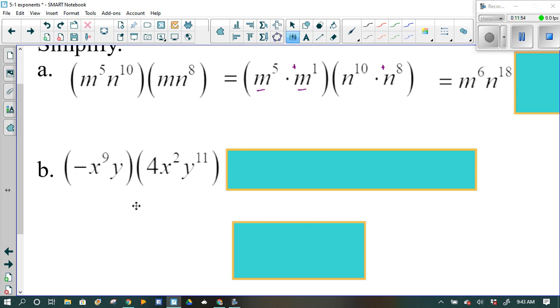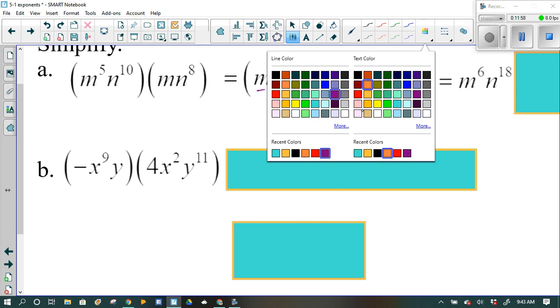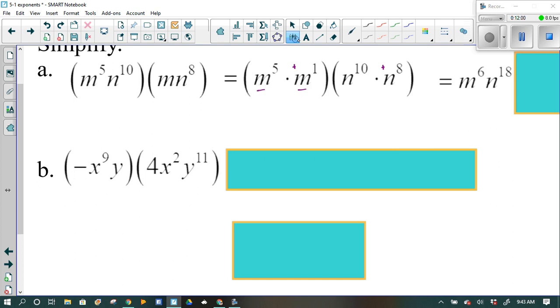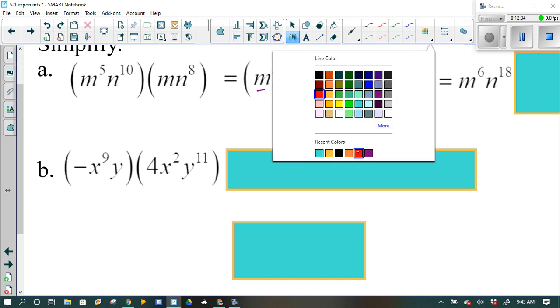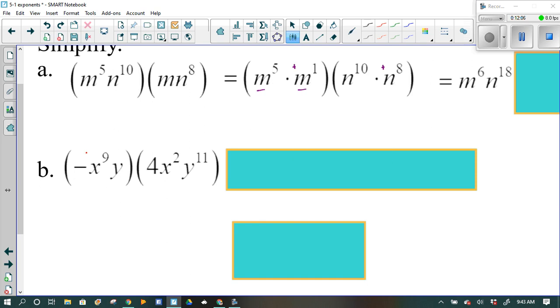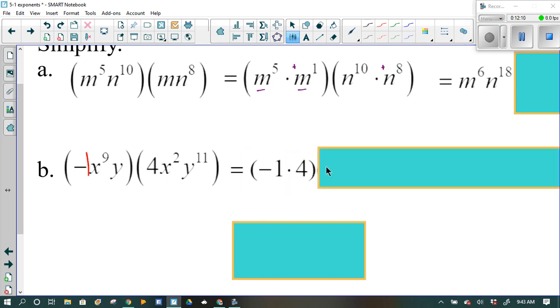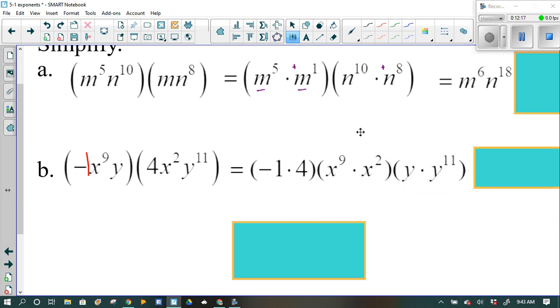Okay. So also don't forget here, let me change this color. I don't know why it's giving me so many options. All right, so this is really a negative 1 right here. So we're going to group negative 1 and 4. We're going to group the x's, and then we're going to group the y's. And also remember, this is y to the 1.